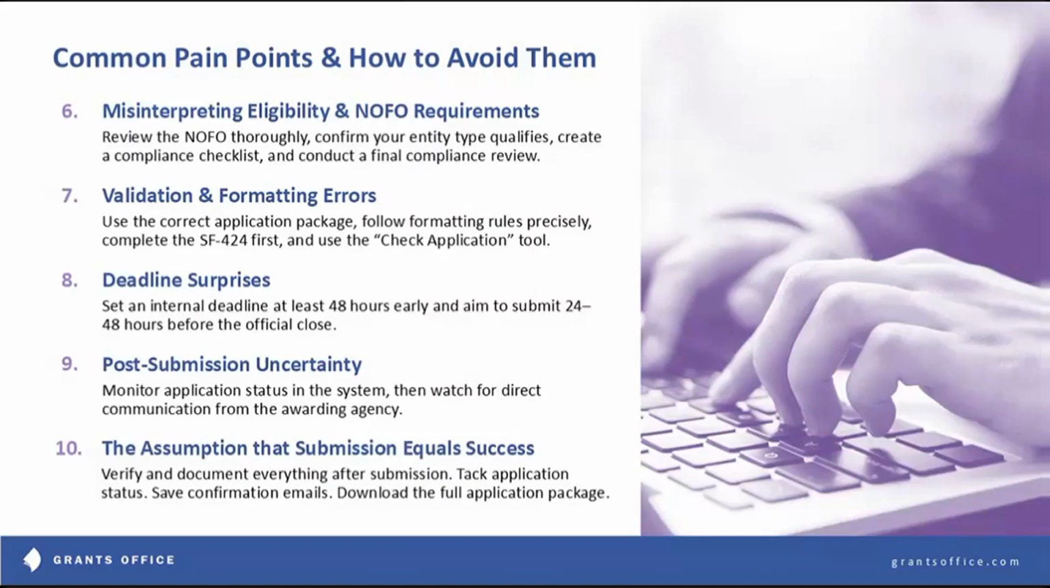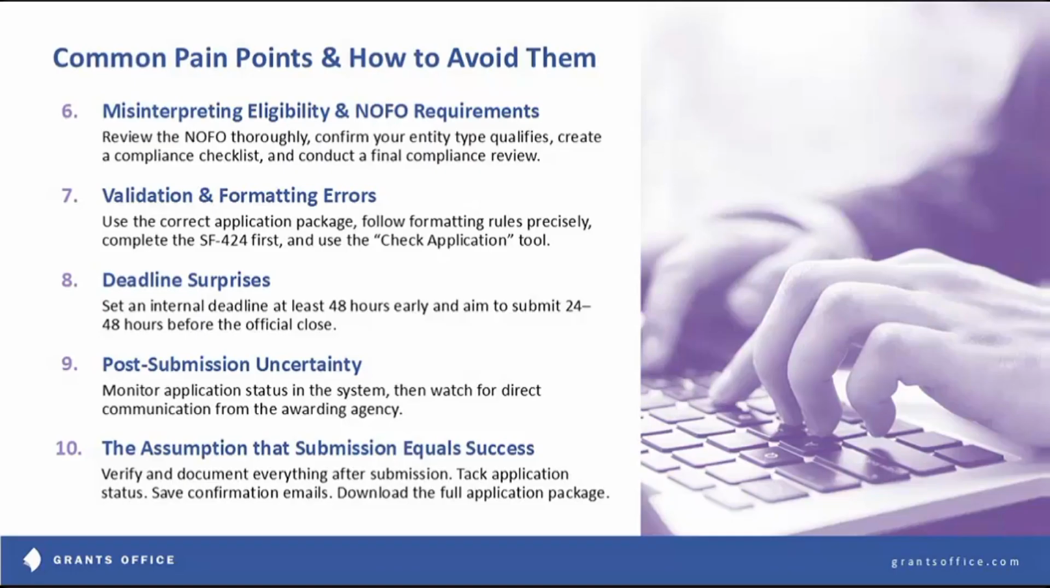To this point, applications may also be rejected due to missing fields, incorrect file format, size limits, or file naming errors. All of those little nitpicky things matter, and these issues often surface only at submission. So be sure to use the correct application package, follow formatting rules precisely, complete the SF424 first as it populates other forms, use the same UEI used when registering, and again, use that check application tool early enough to fix any identified errors. In addition, when collaborating, use those form level permissions available strategically, lock forms when in use or when complete, and save your work frequently.